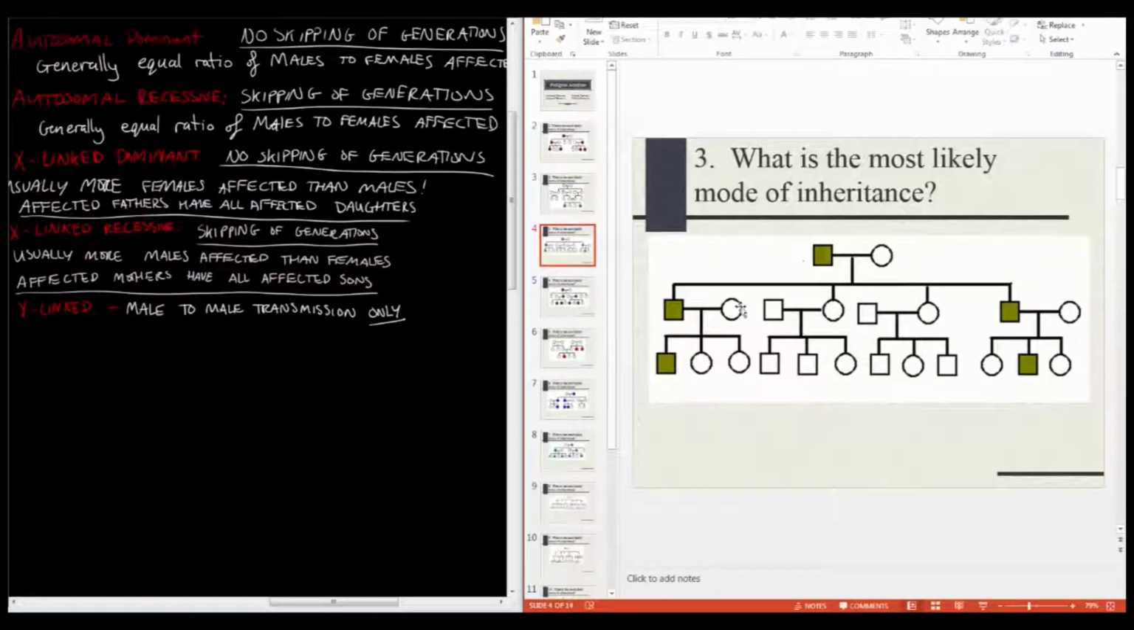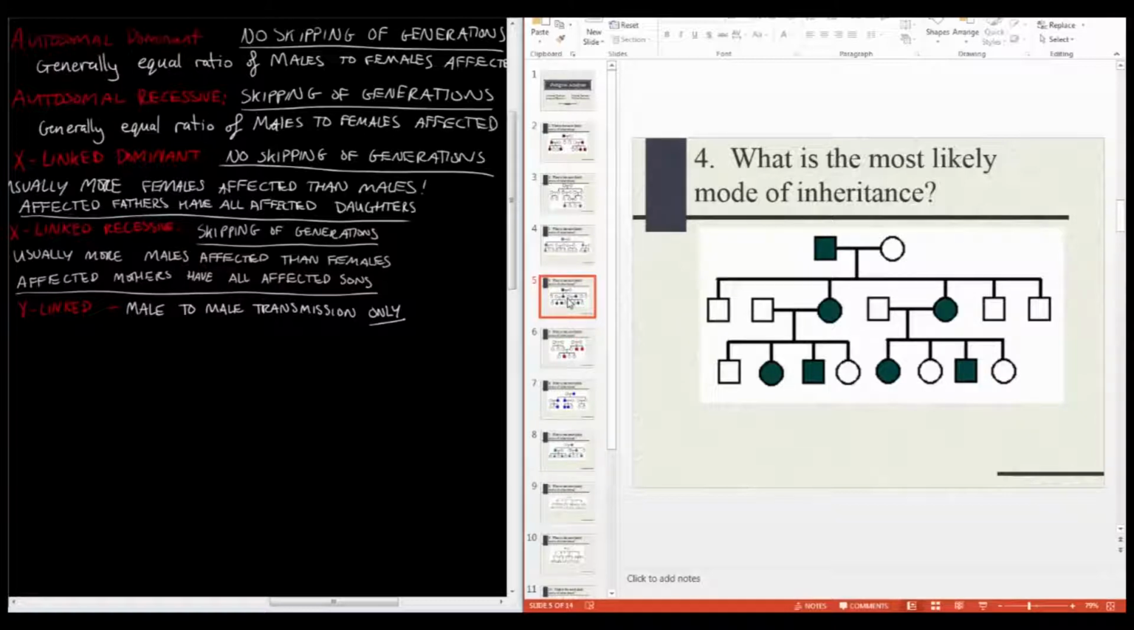With this one, it looks like a dominant trait, but there are only males affected. This is a little odd. So it looks like a male who's affected has all of his sons affected. Likewise here and here. So male to male transmission, this is a Y-linked pedigree.